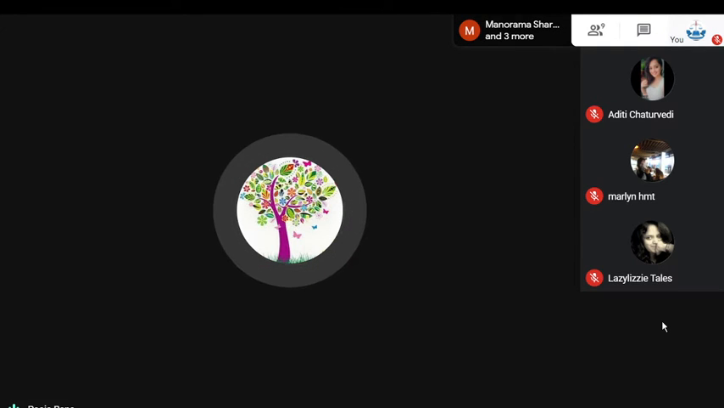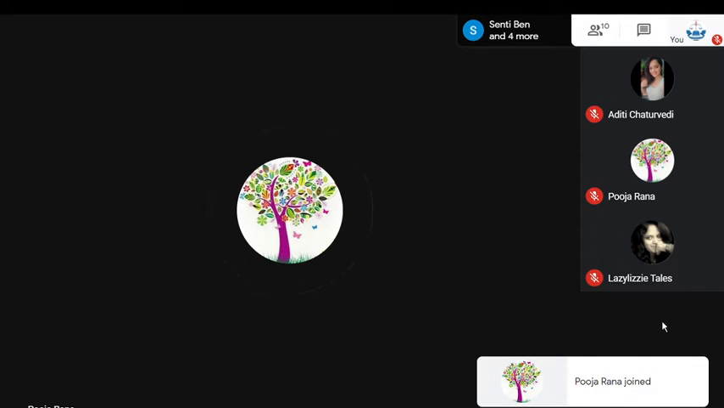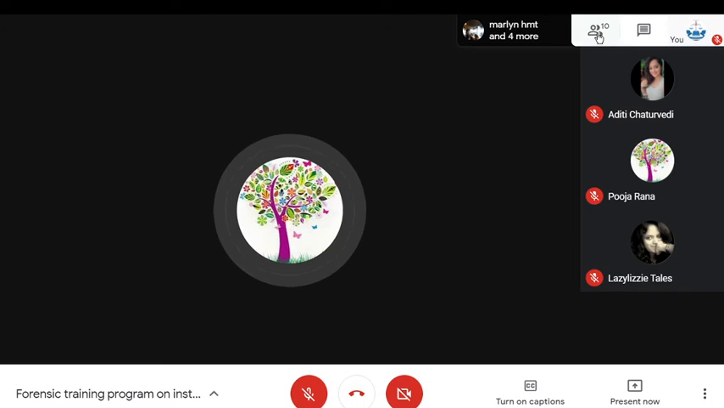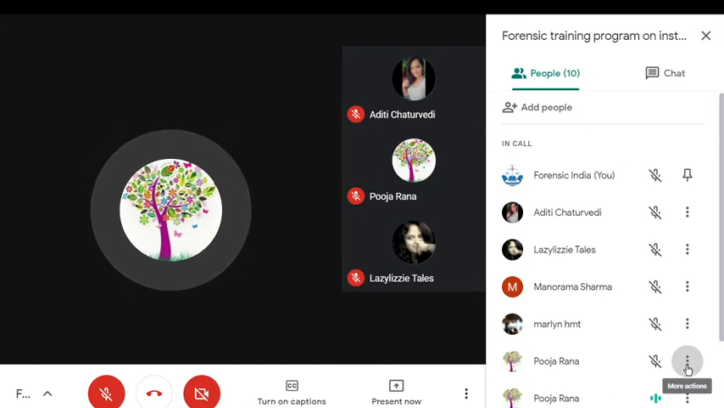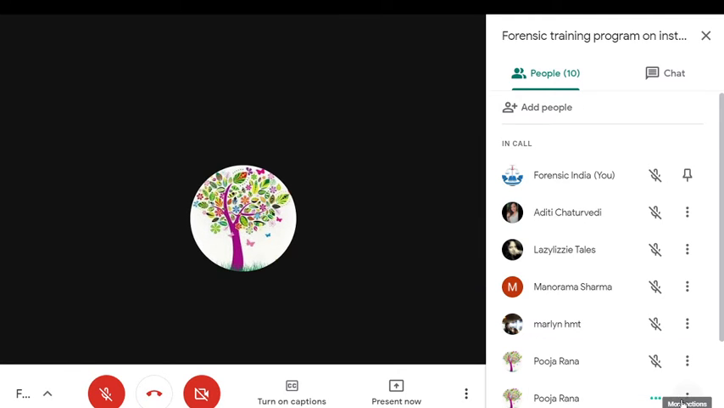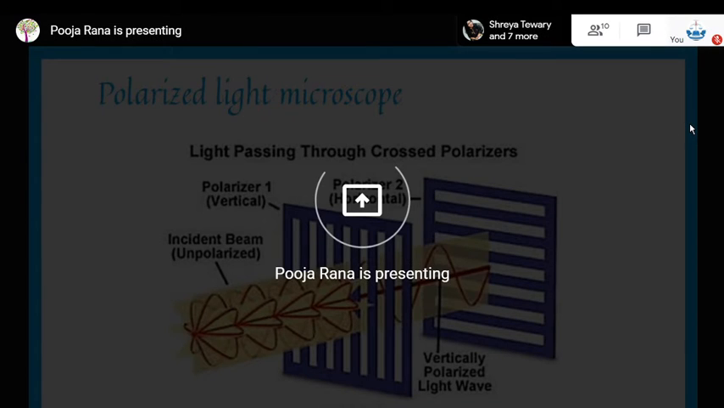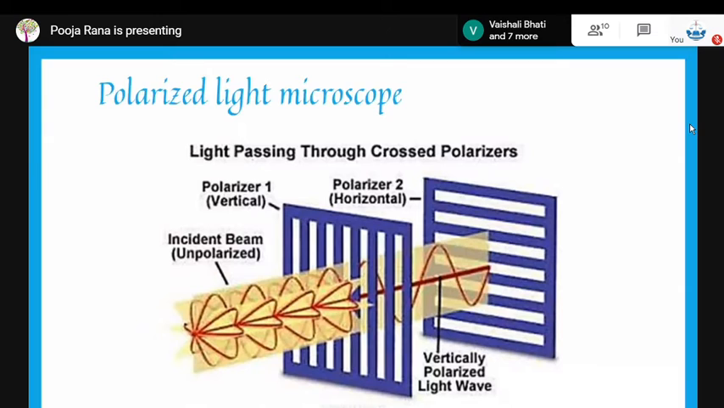So coming back to the polarized light microscope. Polarized light microscopy is the technique which involves the use of polarized light for illumination of the sample while blocking the directly transmitted light with a polarizer which is oriented at 90 degrees. It is designed to observe specimens which are visible primarily due to their optically anisotropic character, that is birefringence.